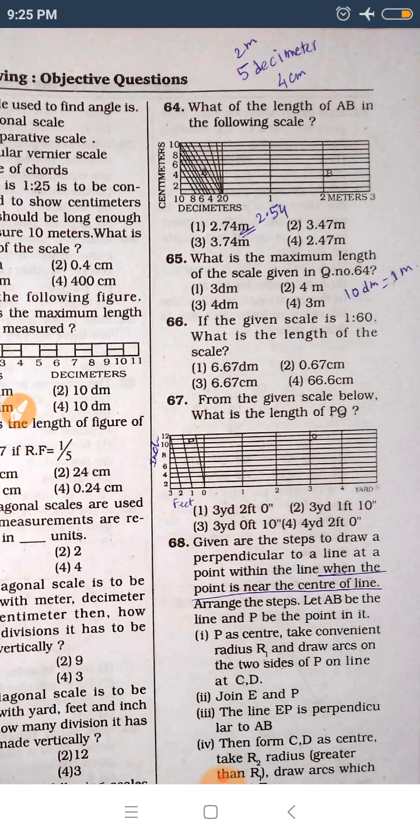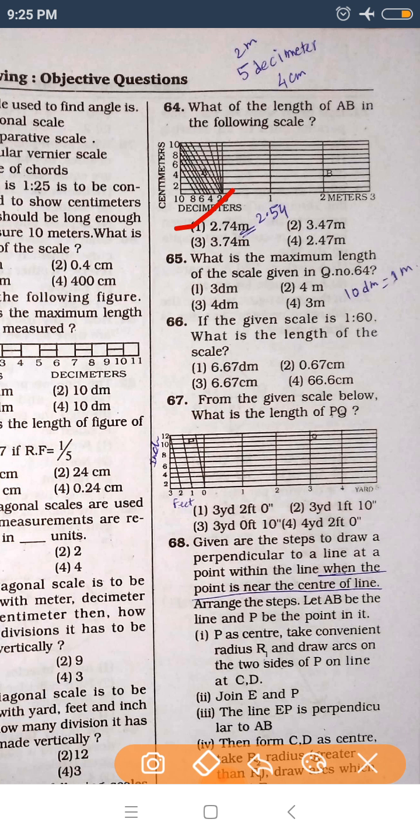Question number 64. What is the length of AB in the following scale? The answer is given wrong. The answer will be 2.54. If you carefully see the image, you measure the line AB as 2 meter, 5 decimeter and 4 centimeter. That means 2.54 meter.